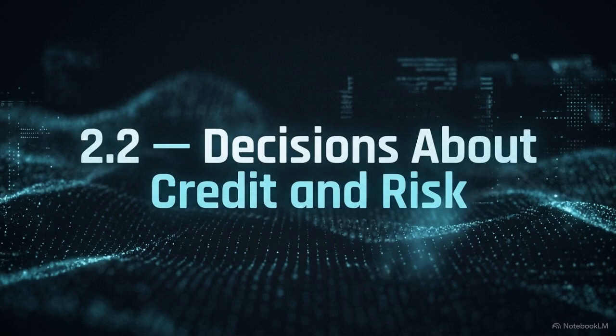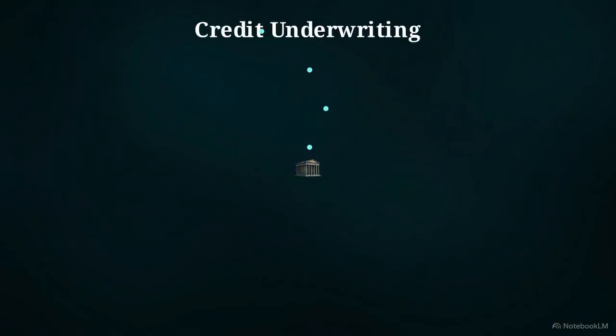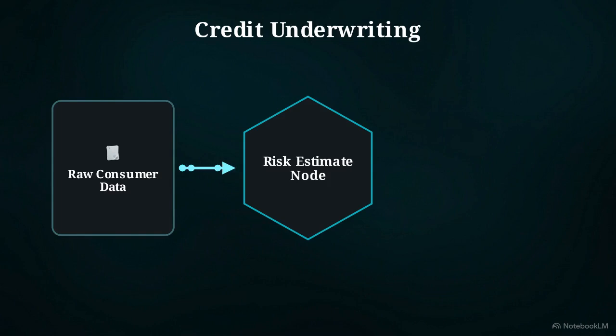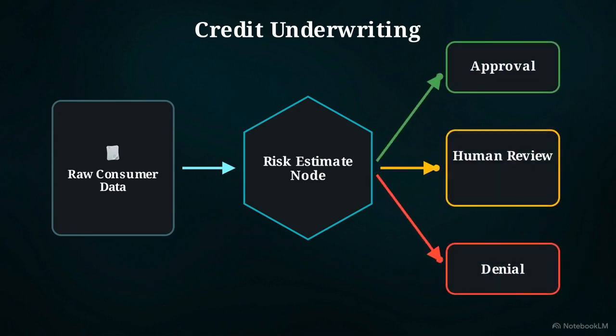Moving from pattern spotting to prediction, we encounter credit and lending. Whenever you apply for a loan or a credit card, you enter the process of underwriting, assessing risk before agreeing to a financial deal. In modern banking, credit scores and underwriting rely heavily on the algorithmic prediction of risk. This flowchart illustrates how raw consumer data flows into an automated risk estimate node. AI models can review massive datasets to estimate your likelihood of repayment much faster than traditional manual review, quickly routing your application to approval, denial, or human review.